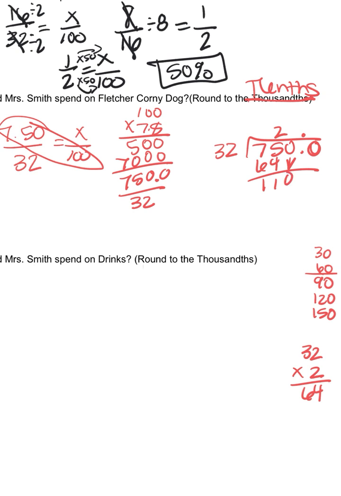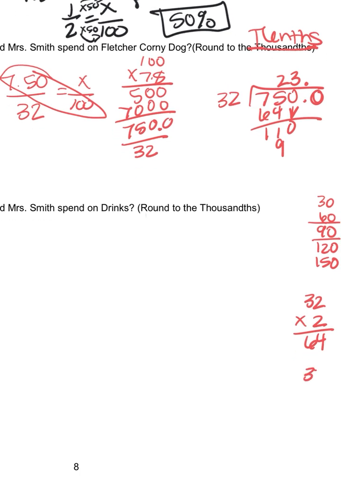Bring down the 0. How many times do we think at least 30 would go in? It would be 3 times to give me 90 something. So let's do 32 times 3. 3 times 2 is 6. 3 times 3 is 9. So I have 96. I'm going to have to borrow and carry. 10 minus 6 is 4. Borrow here and carry. 10 minus 9 is 1. Bring down the 0.